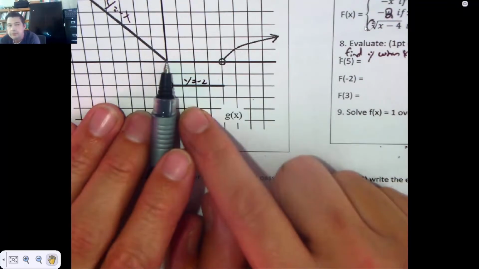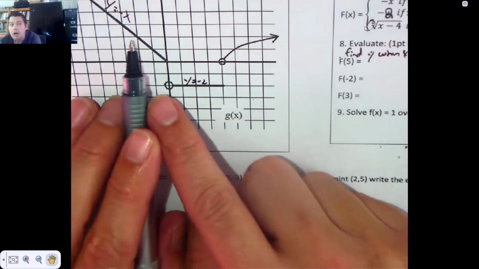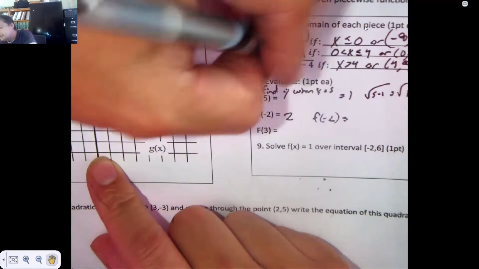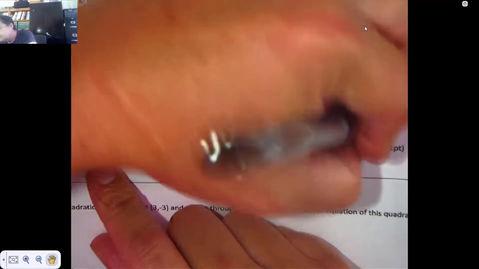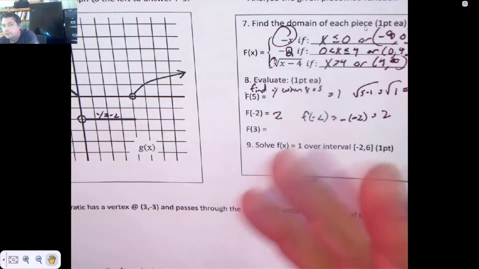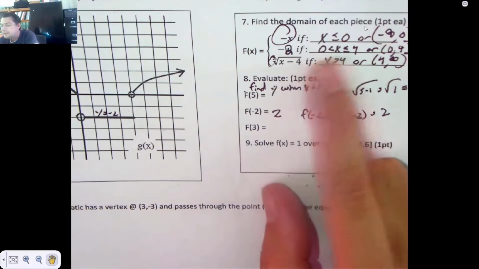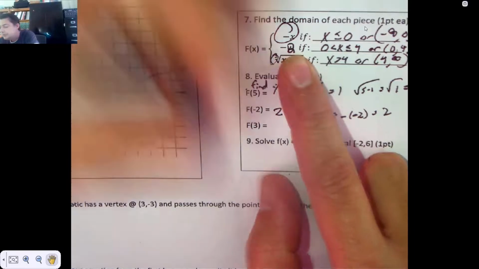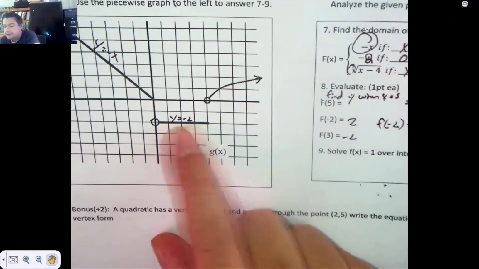F of negative 2, that has to be over here. So I go back 2 units and I look up. It's right there. The y value is 2. If you don't like that, you could literally look up there and say f of negative 2 is a negative negative 2, which is 2. You can do it, okay? F of 3 has to go into this piece right here. It's going to be negative 2. I swear it's going to be negative 2. You can look at the graph. There's 3. Look down. You're at negative 2.